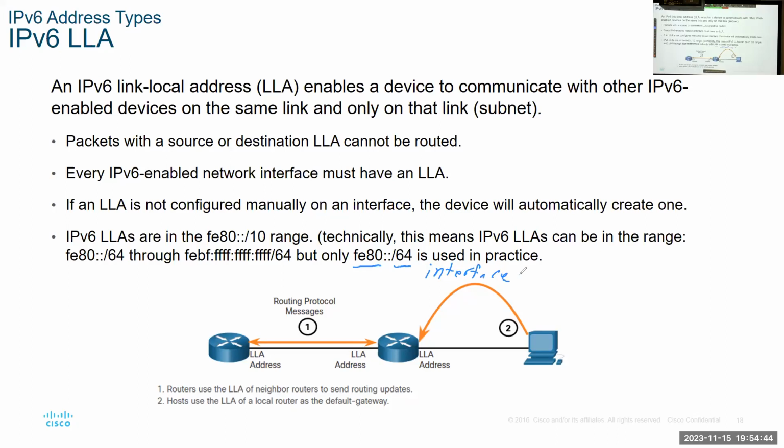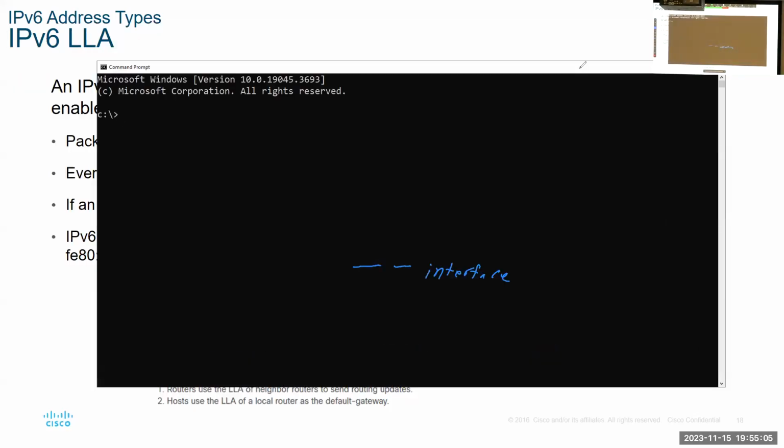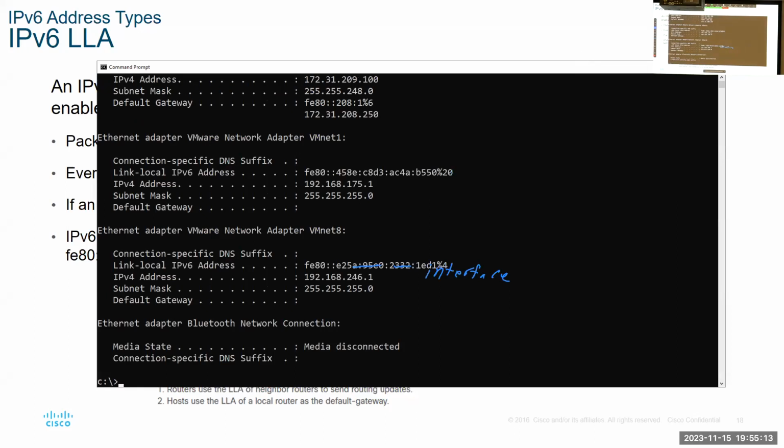Okay. So again, the link local address is automatically assigned by, like, Windows. So you've seen that already. If we bring up a command prompt, we see that each interface has been assigned its own interface address, its own link local address, I should say.